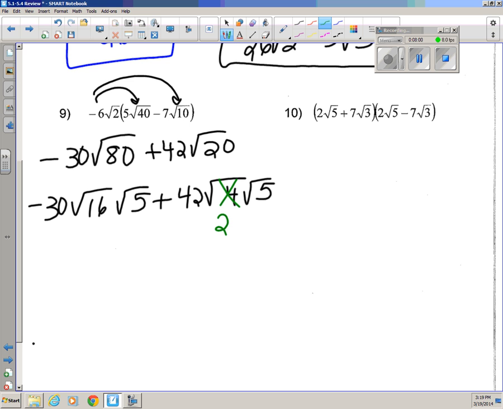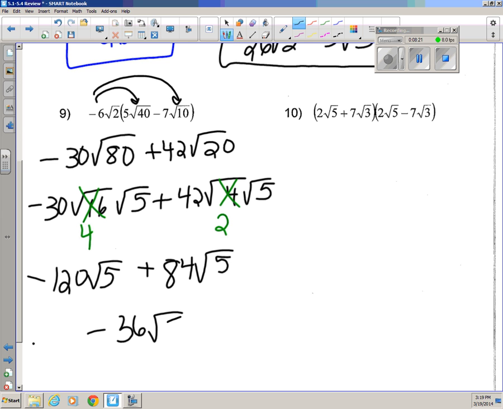I'll start from the right. 2 falls out, 4 falls out. Then I get negative 120 of the square root 5's plus 84 of the square root of 5's. And 120 negative plus 84 is negative 36 rad 5's.